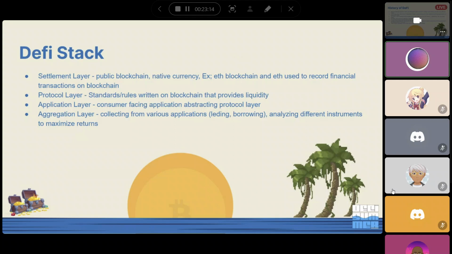The application will be the actual Uniswap app, the front end that utilizes the backend protocol and allows the consumer to interact with the contracts directly. If the application layer was down, you as a user can directly interact with the smart contracts and bypass the application layer because the protocol layer is what really matters. But the application layer is the front end that makes it easy for us to understand. And then there's the aggregation layer, which is the example of Yearn that I mentioned, the plug and play composability part of it. So collecting from various applications and then analyzing different instruments to maximize returns. It's the Curves and the 1inches and the Yearns that take all these different protocols or front ends and put them together and let you know which one is most optimal.